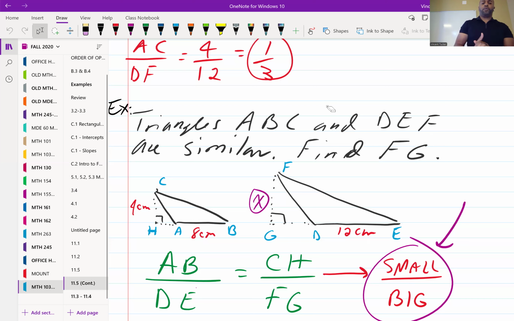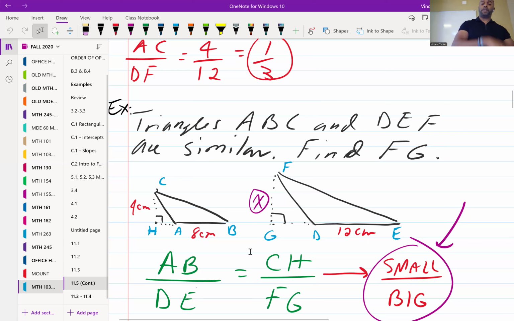How you set up your ratios is up to you. You can do small over big, which I tend to do, or big side over smaller side. It's just up to you how you want to handle it. But whatever you do, you have to stay consistent. There are 4 different ways that you can set them up, but as long as you stay consistent across your proportion, you'll still get the same answer. So make sure you're consistent with that.